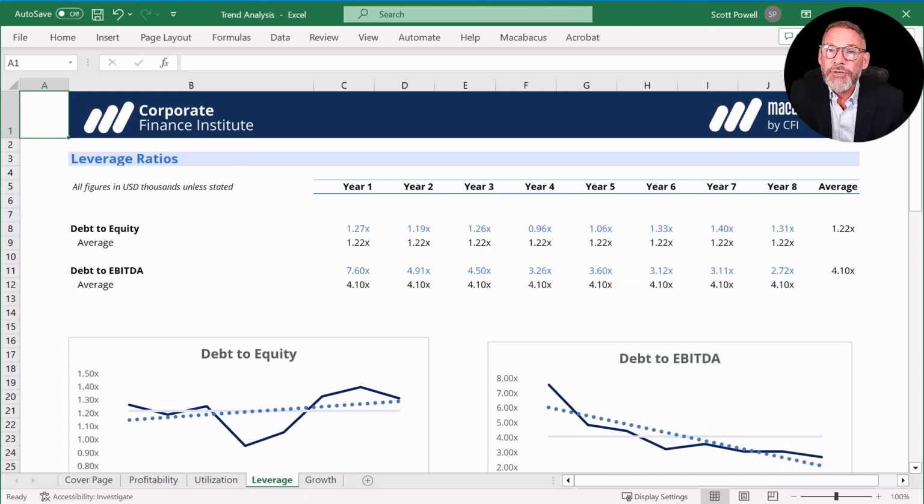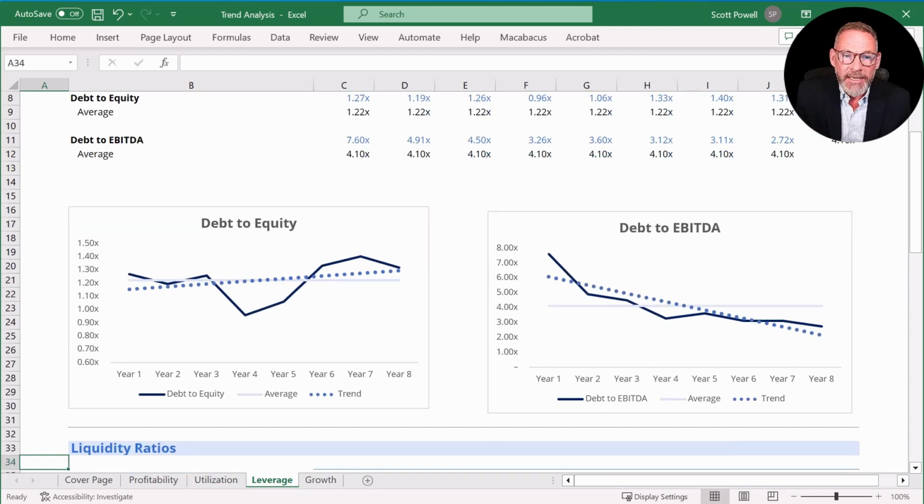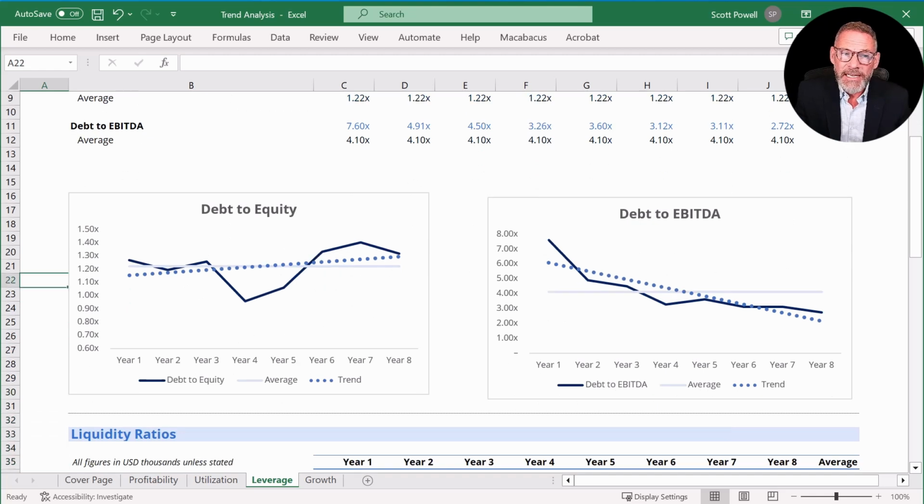We have leverage ratios and liquidity ratios on this page. I've just pulled debt to equity and debt to EBITDA. Our debt to equity looks relatively volatile. It doesn't look like there's a clear trend. There's a slight upward trend, but debt to EBITDA definitely looks like it's come down. In fact, it looks like in year 1, perhaps there was an acquisition which was debt funded, and since that acquisition, they've been paying off the debt. So there's a clear trend of debt to EBITDA.